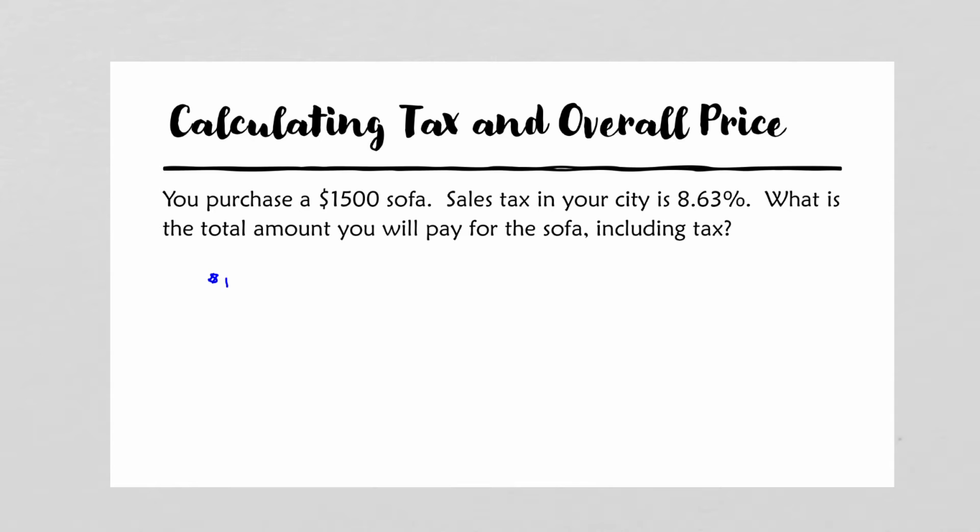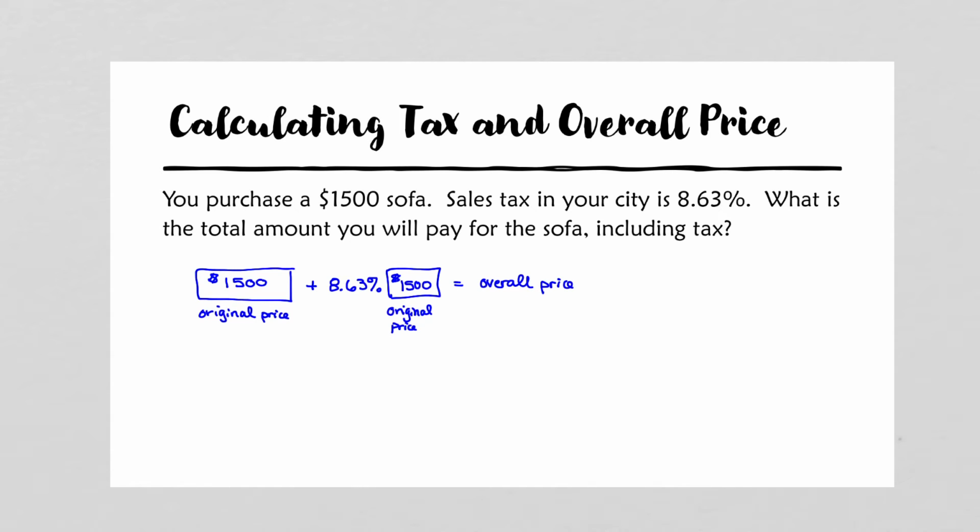Suppose I have a $1,500 sofa. That's the original price. But when you buy items, there's a sales tax that gets involved. In fact, if sales tax is 8.63%, that means we have to add to our original price 8.63% of that original price, in our case, $1,500. When we do, that's going to give us our final price or our overall price for the sofa.